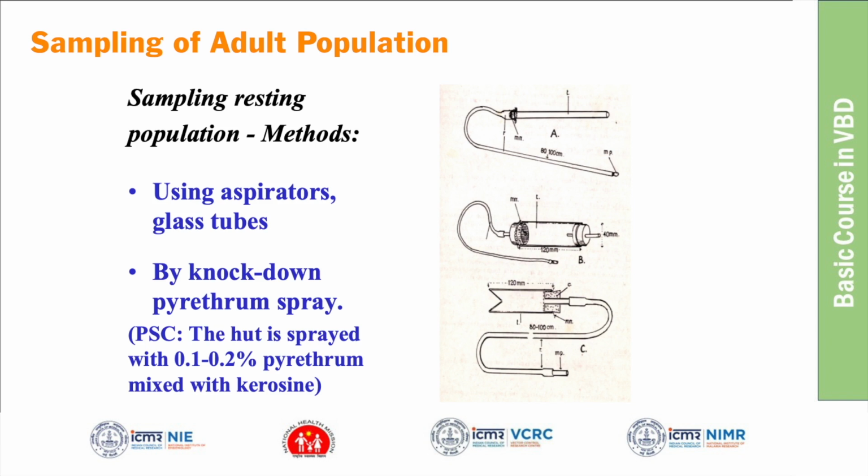Here what you will do is close the windows and doors of the hut. The hut is sprayed with 0.1% to 0.2% pyrethrum mixed in kerosene. Before spraying, you spread a white sheet on the floor. Then you close the doors and windows, then spray. After spraying, you leave for 15 minutes. After that, you open the door and windows. Whatever mosquitoes have been knocked down, you will find on the floor, that is, the white sheet. You can pick them up with a brush, then transfer them into cotton wool, keep them inside a petri dish with wet cotton, and bring them to the laboratory. These are the two methods used.